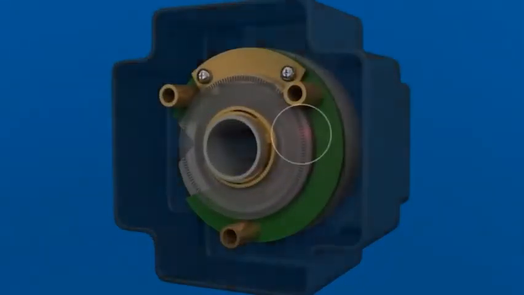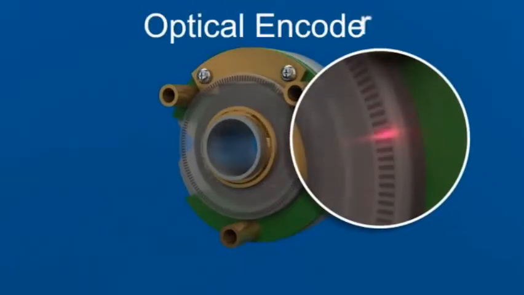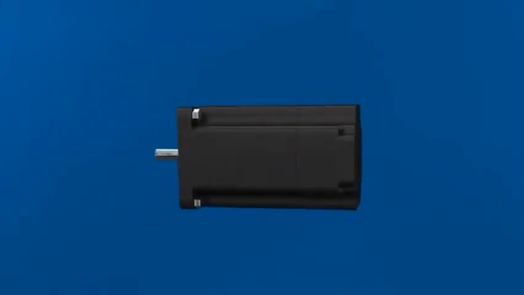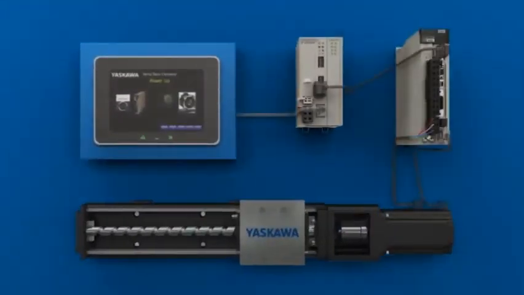Now this is an example of an optical encoder. It's a disc mounted on the motor shaft. As the motor rotates, small photosensors detect lines on the disc. The electrical pulses from the photosensor are sent back to the amplifier. The amplifier uses the data to control the motor's position, speed, and torque.